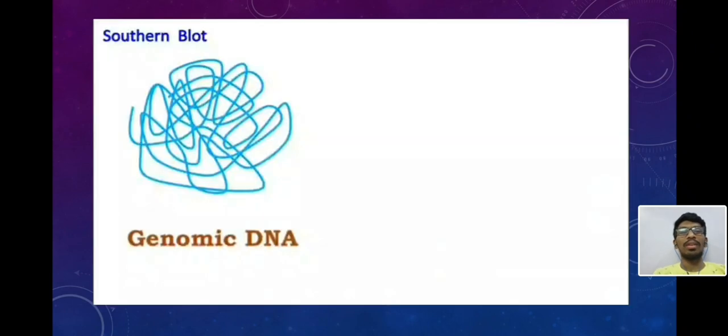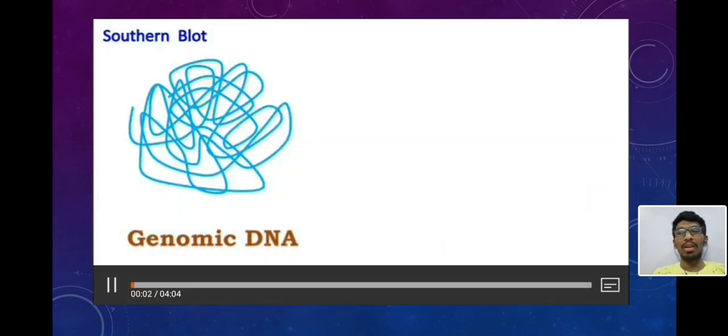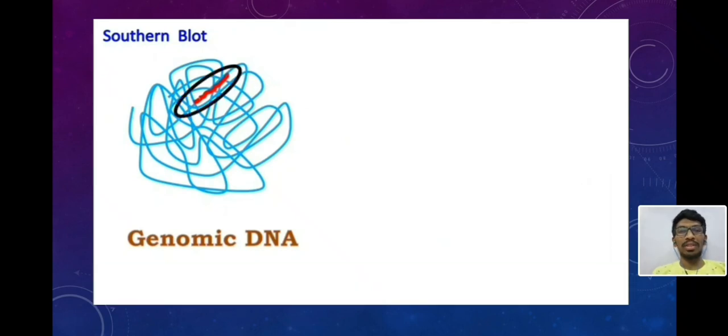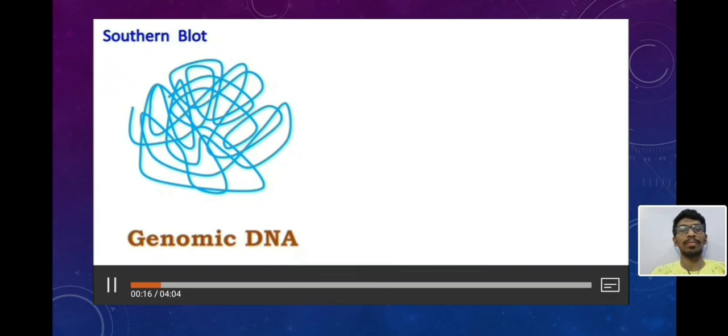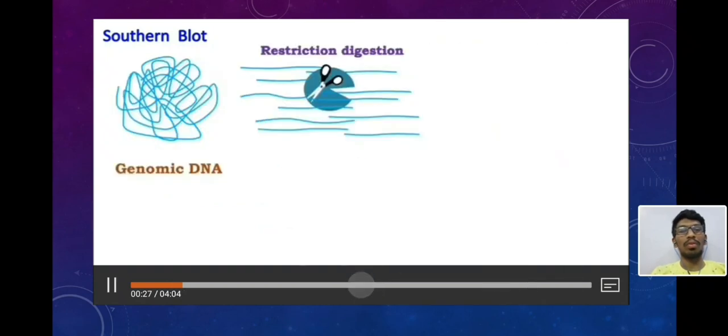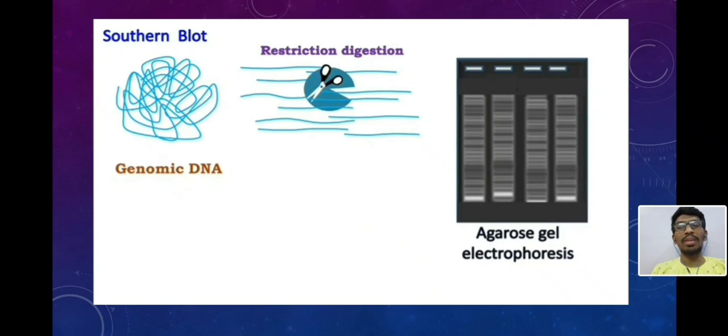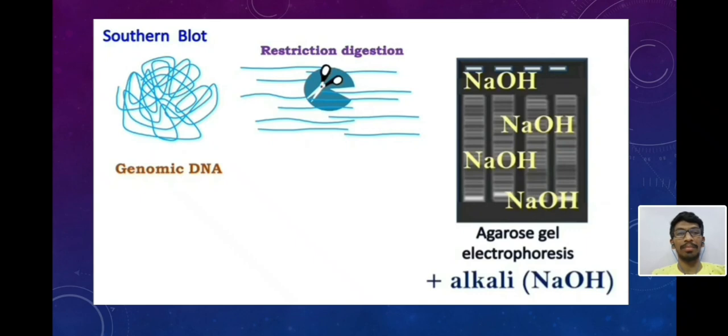See here, Southern blot. Genomic DNA is first isolated and treated with restriction endonuclease. Now, the fragments generated. We all know what will happen if we treat a DNA with restriction endonuclease. The fragments generated by restriction digestion are separated by agarose gel electrophoresis. Many fragments were produced due to restriction digestion, so a smear is observed on the agarose gel plate.